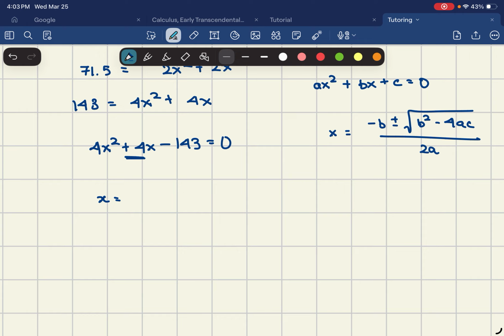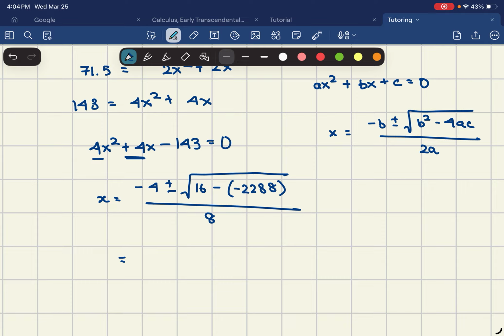So minus of my second coefficient, so minus 4 plus or minus the square root of 4 squared is 16 minus 4 times 4. So 4 times a is 4, 4ac, right? 4 times 4, and then c is negative 143. And that is minus 2288, negative 2288. Divided by 2 times 4 is 8.